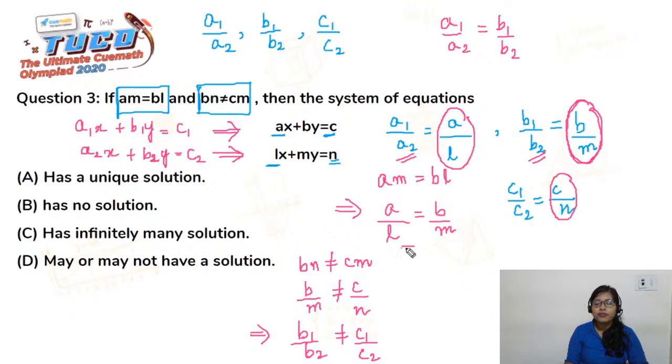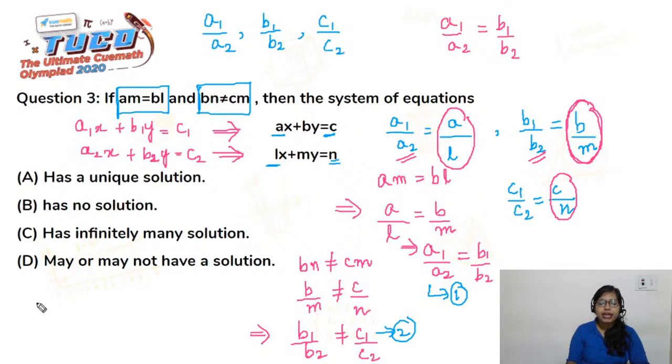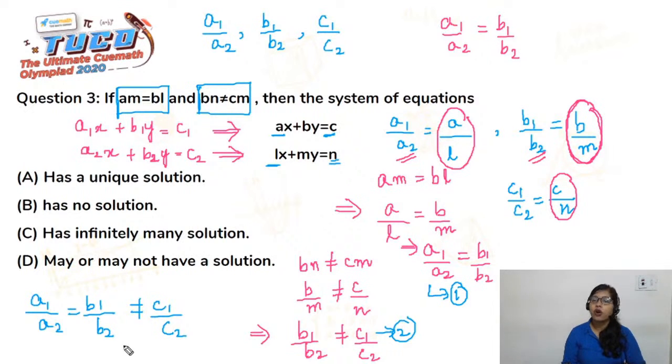And the conclusion from the first statement was A1 by A2 was equal to B1 by B2. So when we jot these down together, if we take this as equation 1 and this as equation 2, then you could say that A1 by A2 is equal to B1 by B2, which is not equal to C1 by C2. And this is a condition for no solution or parallel lines. Hence, option B is the right answer to this.